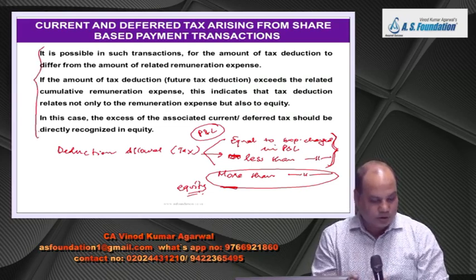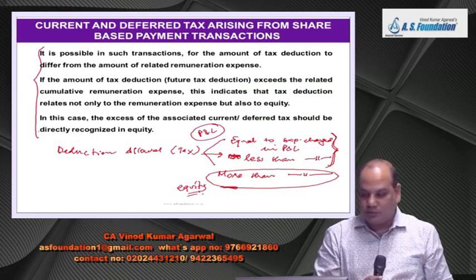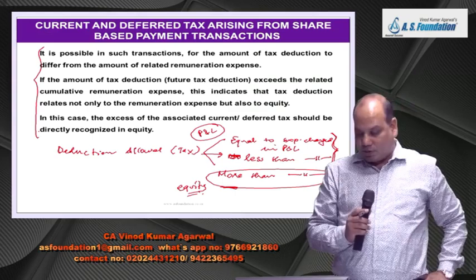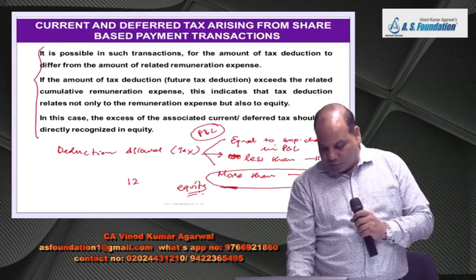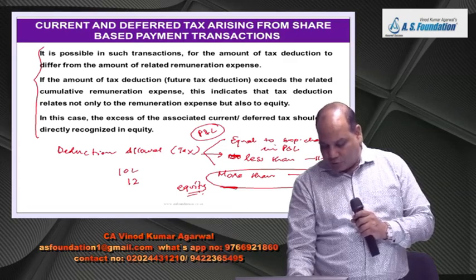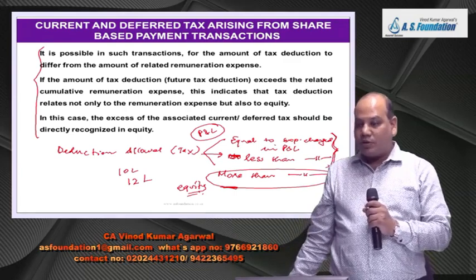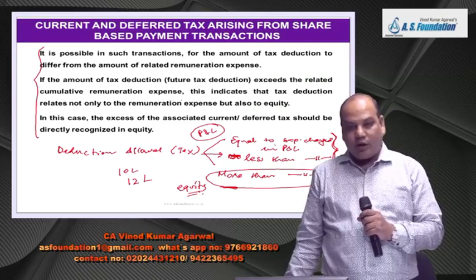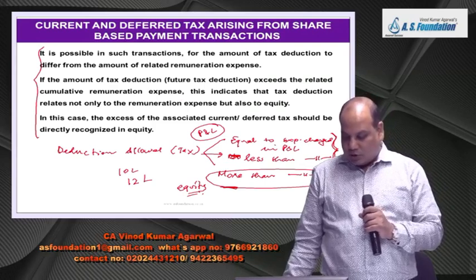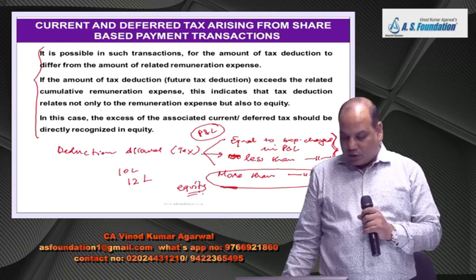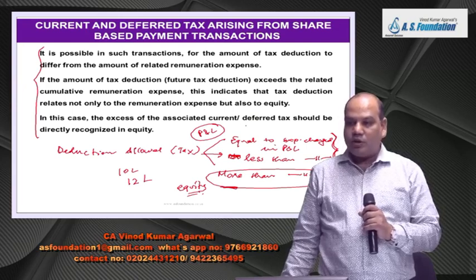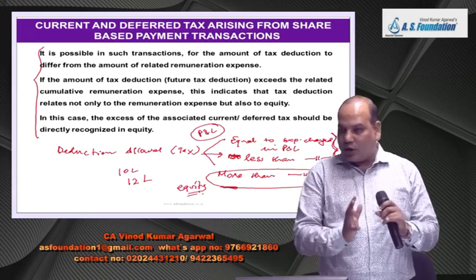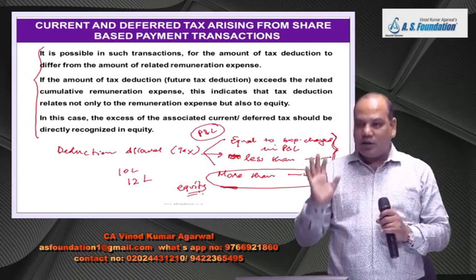Now let us quickly read this, you'll understand. It is possible in such circumstance, in such transaction, for the amount of tax deduction to differ from the amount of related remuneration expense. Like this last example, remuneration expense 10 lakh in the books, and deduction allowed for income tax purpose 12 lakh. If the amount of tax deduction exceeds the related cumulative remuneration expense, this indicates that tax deduction relates not only to remuneration expense but also to equity. So some portion of this tax deduction is related to equity, which is directly recognized in the equity section.